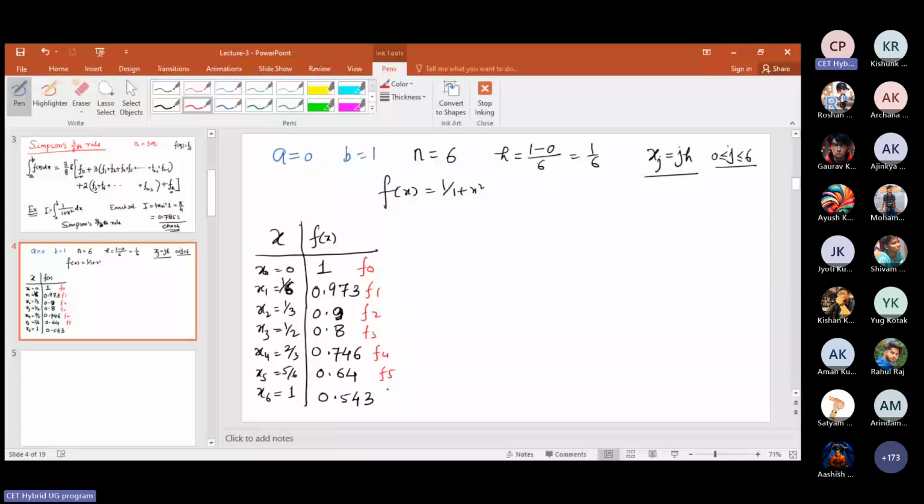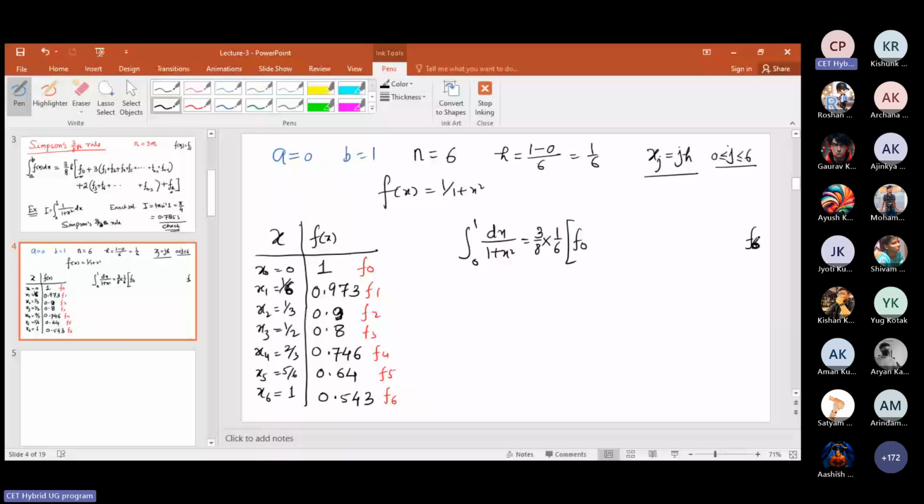Now I will write the formula. So integration 0 to 1 dx upon 1 plus x square. As I told you, the formula is 3 by 8 first, because it's the 3/8 rule, into h, which is 1 by 6. First you put f0 and the last value. So f0 and f6 will sit with coefficient 1.